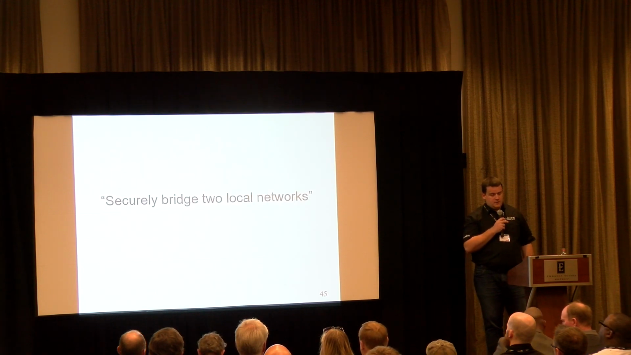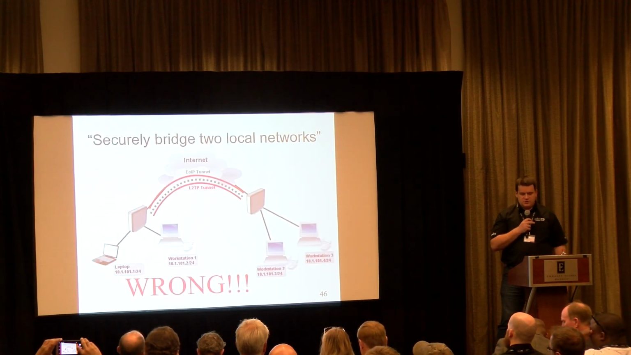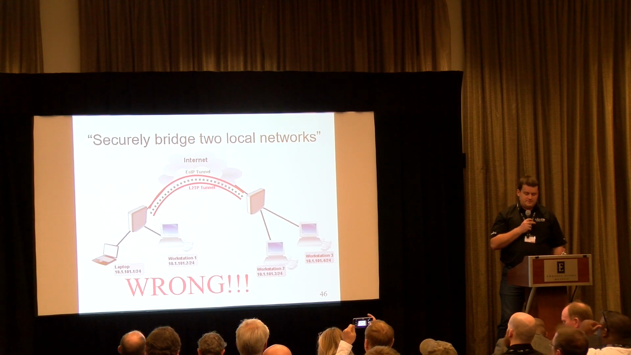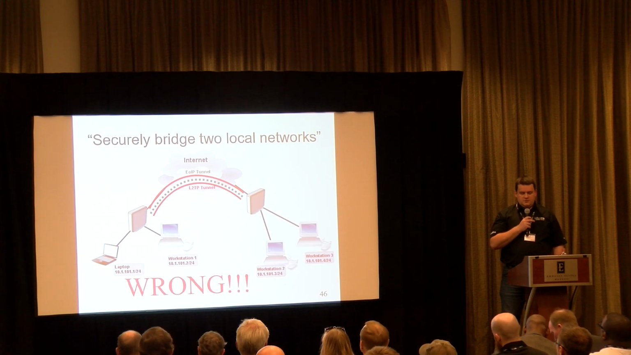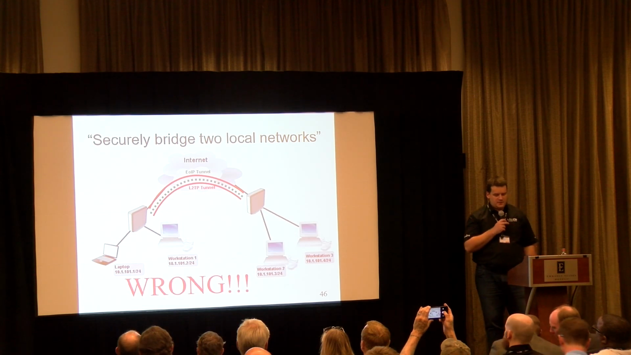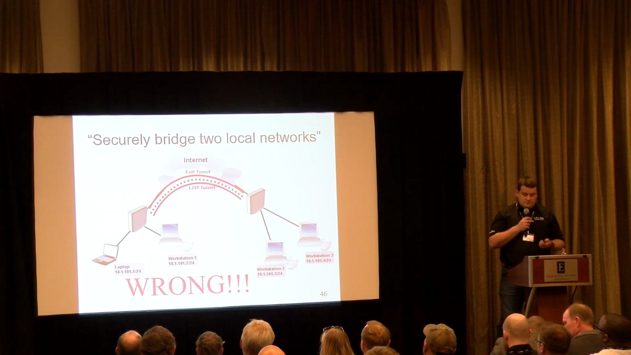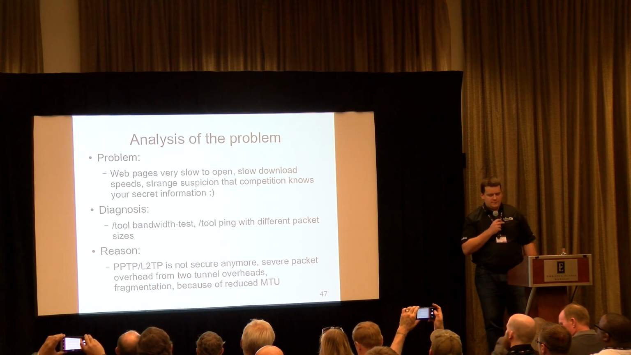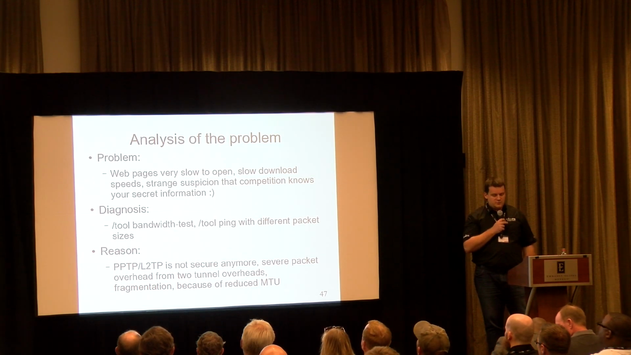Next problem: how to securely bridge two local networks. The typical solution that we receive on our support is that people run an L2TP tunnel, and in it run Ethernet over IP, and then bridge Ethernet over IP on both ends, this way creating a local network. Well, that's wrong in modern days. So why? The problem description is very simple: web pages open very slowly, slow download speeds, and a strange suspicion that your competition knows your secrets.